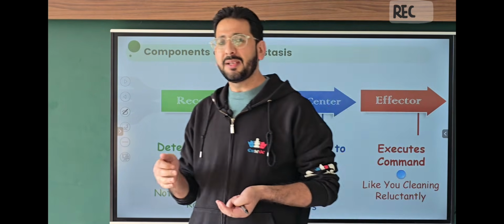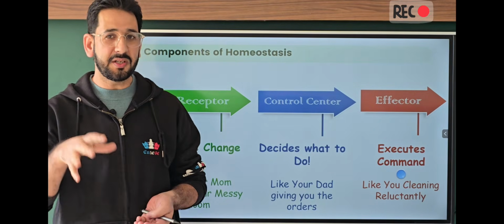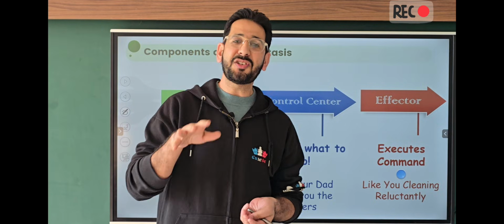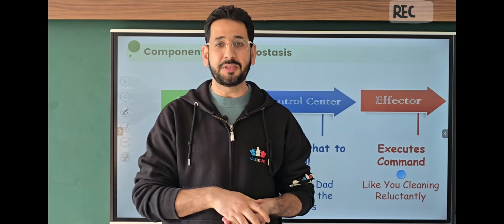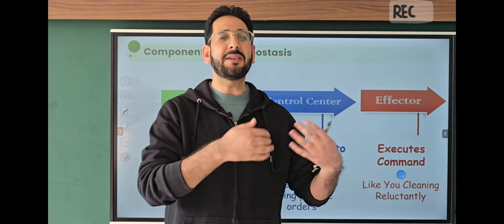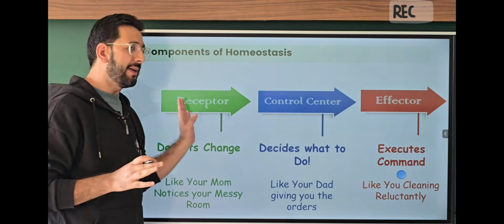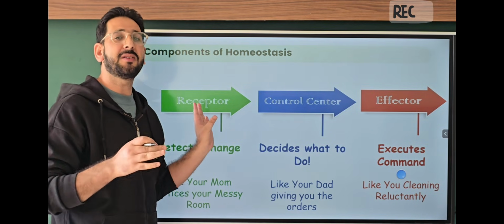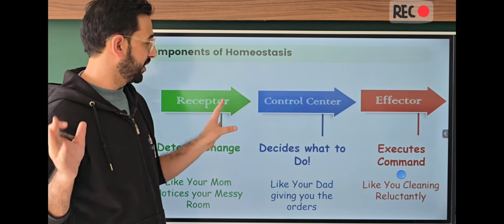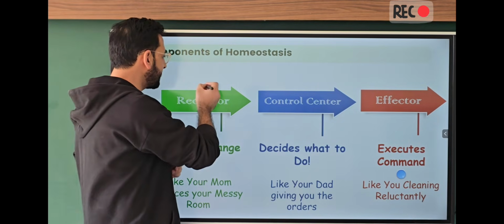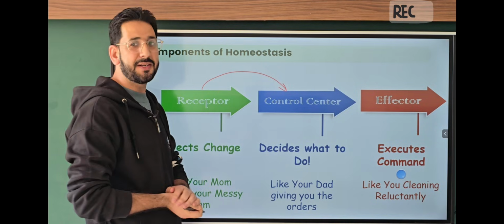Just think about it, that your mother detects your dirty room. So your dirty room is the change, and that change is detected by your mother. So your mother becomes the receptor. Okay, we will look at the perfect examples in our body, but this is just for the understanding. So receptor is what detects the change. Now, this receptor will send this information, this signal, to the control center.